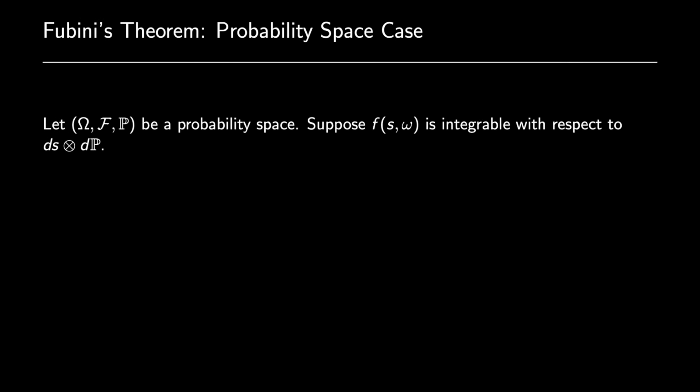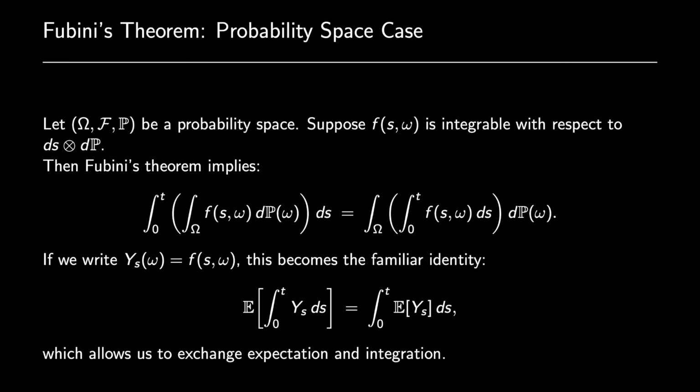We now apply Fubini's theorem to stochastic processes. If we have a function f depending on s and omega, and the absolute value of f is integrable with respect to the product measure Lebesgue times the probability measure P, then we can exchange the order of integration. This gives the identity: the integral from 0 to t of the integral over capital Omega of f dP ds is equal to the integral over capital Omega of the integral from 0 to t of f ds dP.